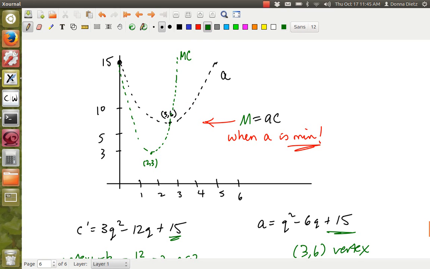I'm going to draw this a little bit bigger. I don't know if this will help at all. But I want you to see where the vertex of A is. Marginal cost has to cut through there. Okay? And that may take a while, but that's what you need to do.